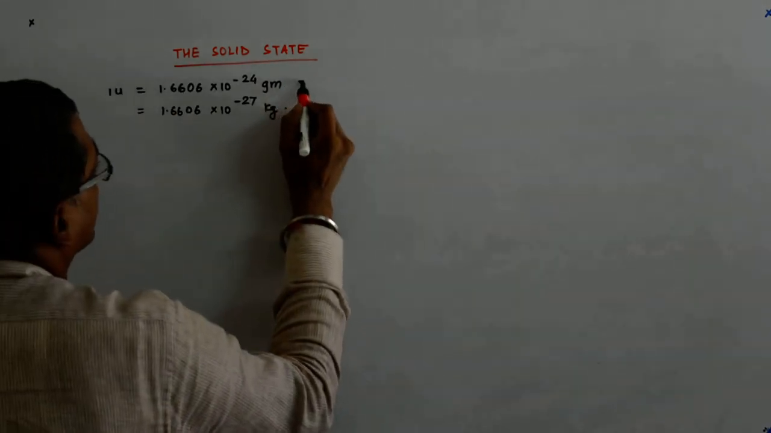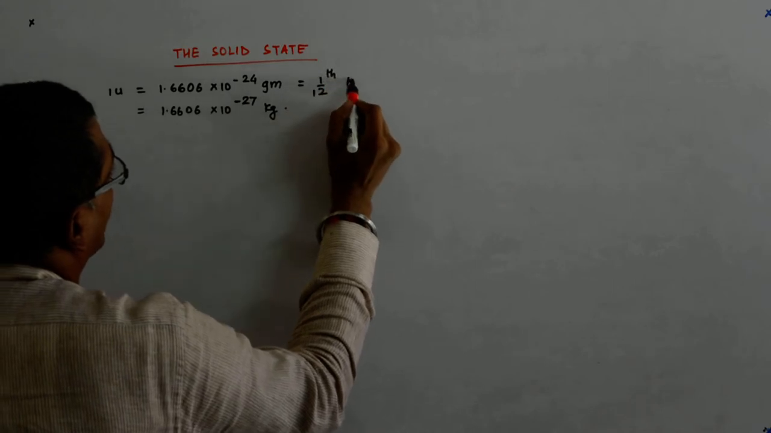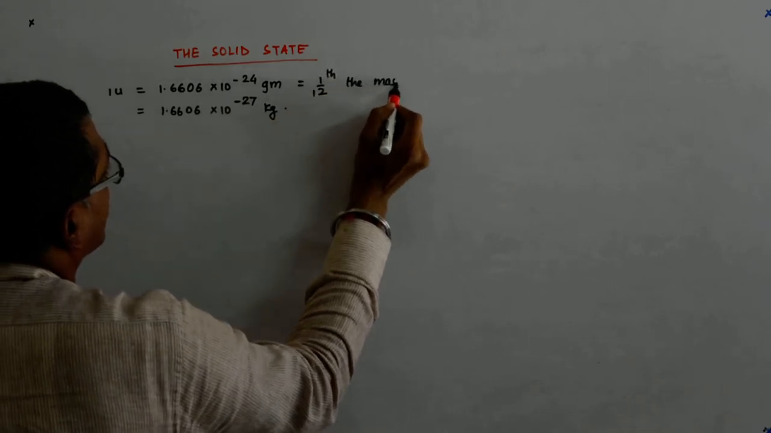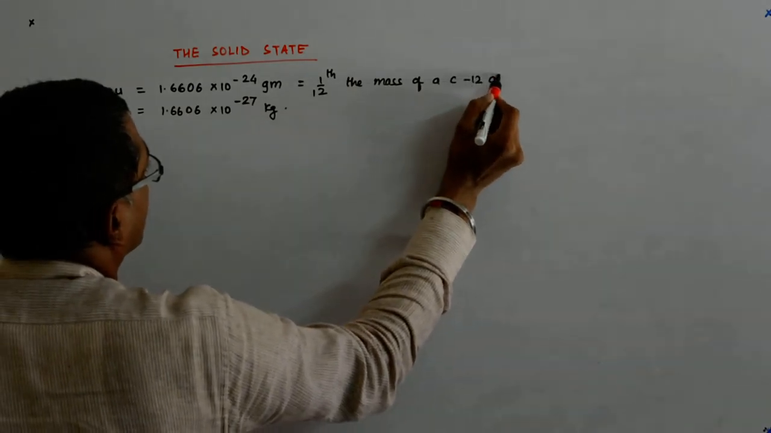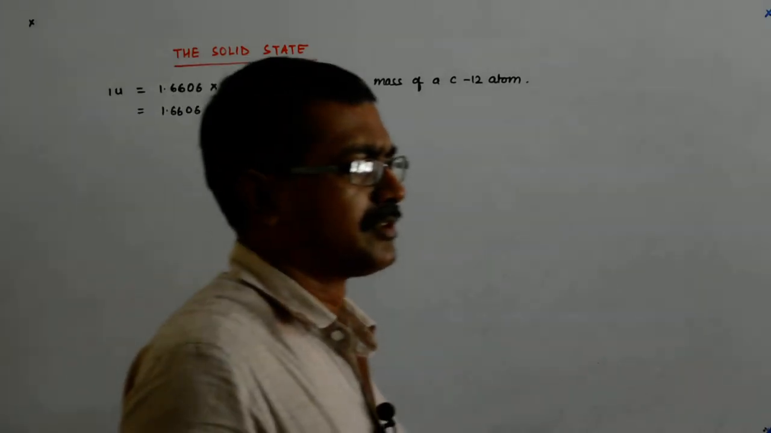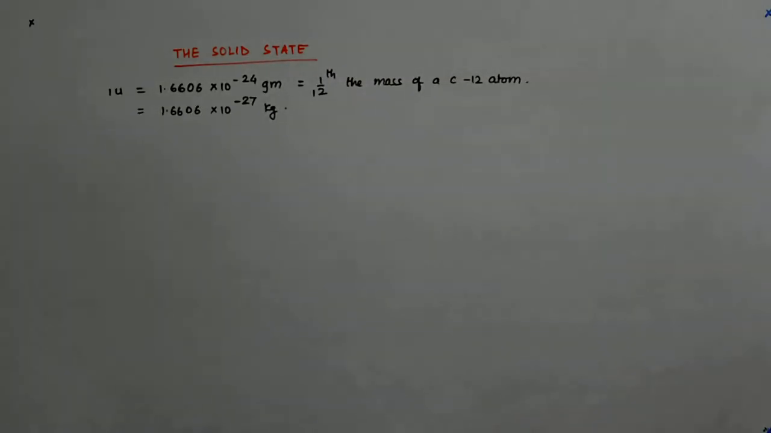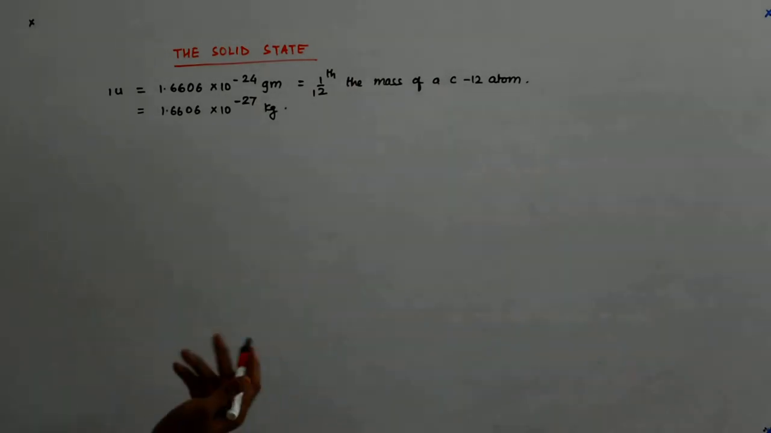So this is one unified mass, and this is equal to what? This is 1/12 the mass of a C12 atom. Why do we say C12? Because there is also something called C14. So now let us try to understand.